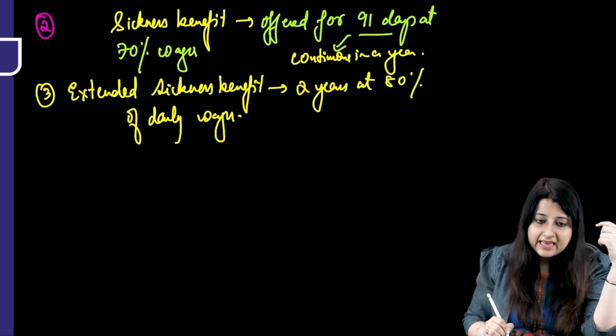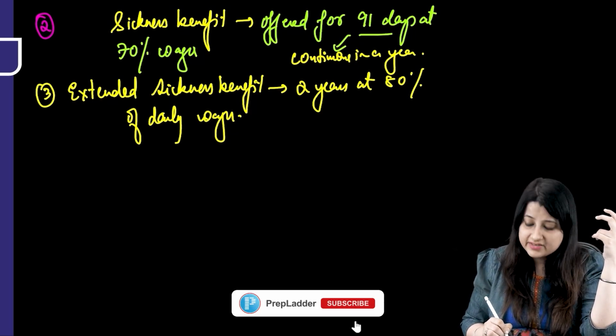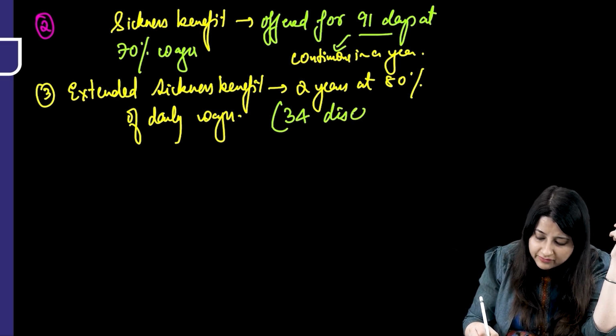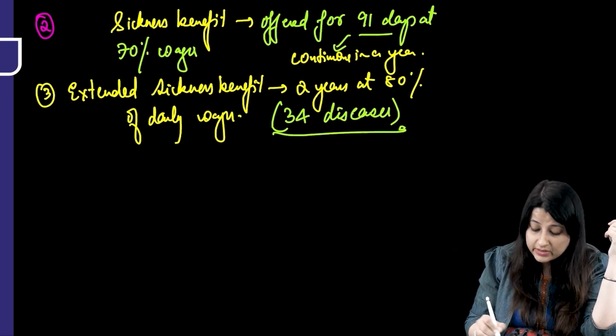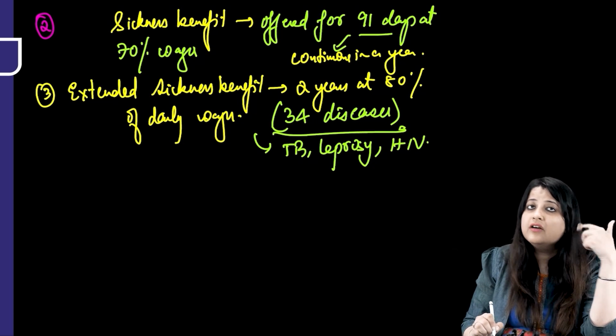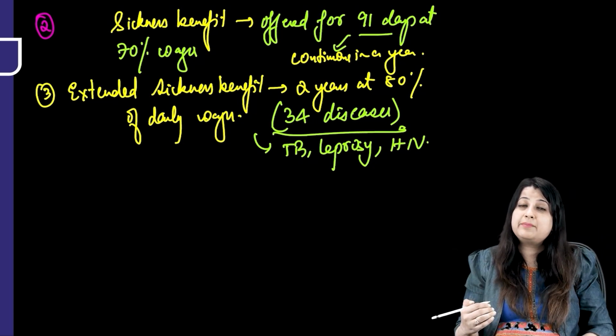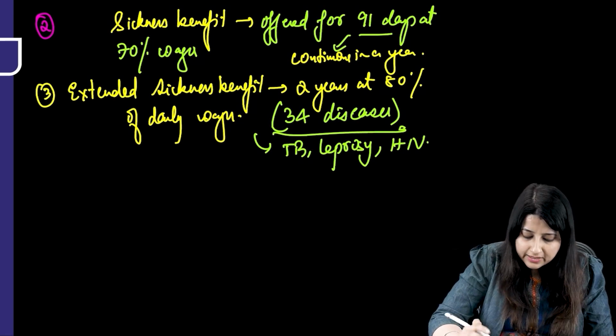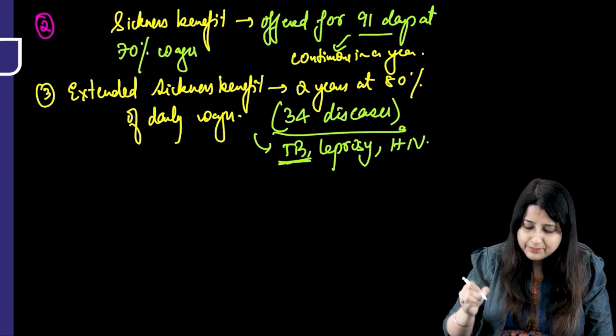Now, extended sickness benefit is offered for 34 diseases under this act. Most importantly, they ask you examples like TB, leprosy, HIV, certain cancers, hemiplegia, stroke, all these things, even mental illnesses. But most important, they give you the example of TB.